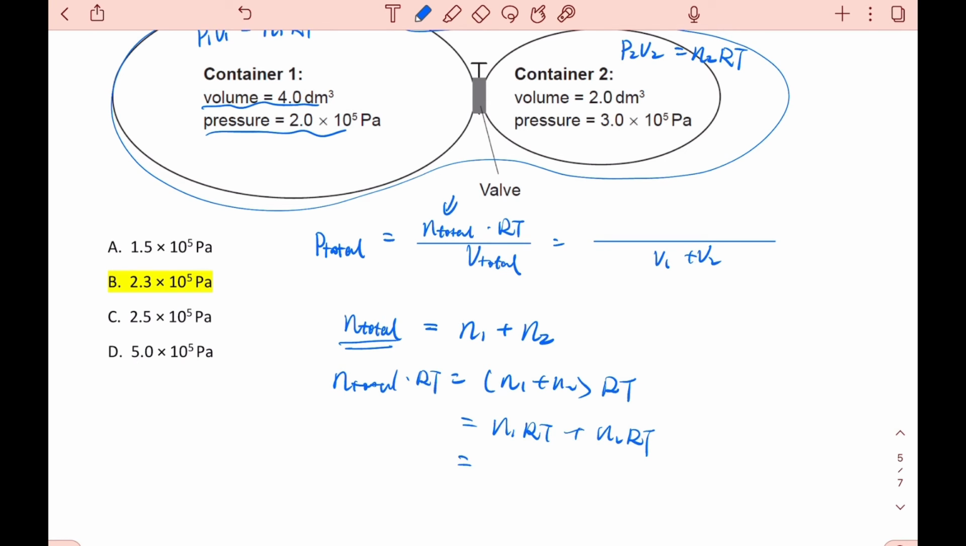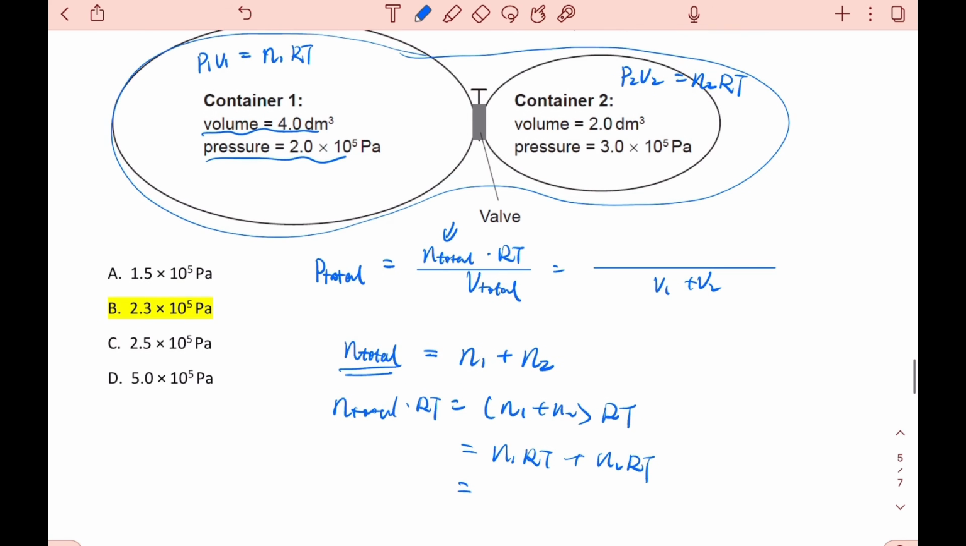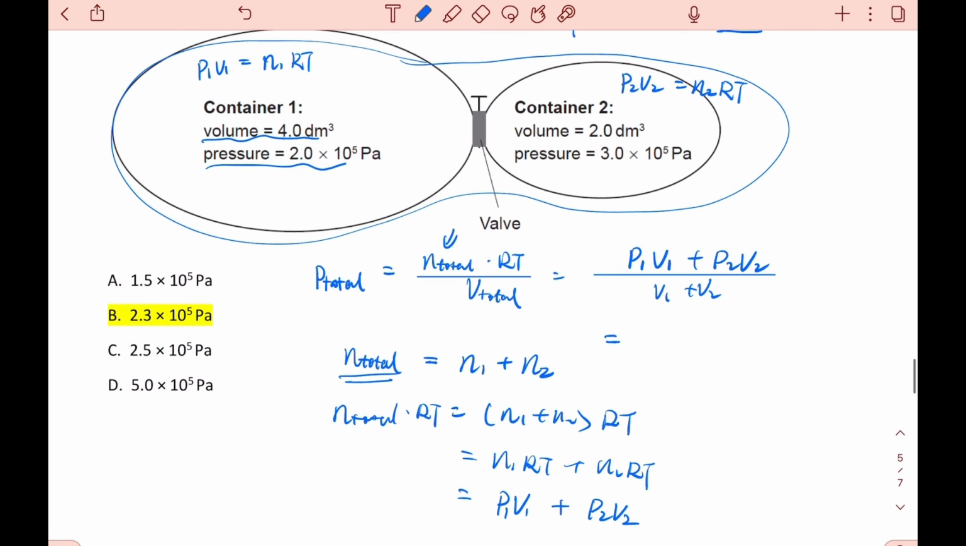And if we substitute the values that we do know, it equals P1V1 plus P2V2. So here we have our final calculation equation: P1V1 plus P2V2 over V1 plus V2. Now, given that this is a paper 1 question, we don't have a calculator, so the numbers are deliberately made easy for us to do this kind of simple calculation.